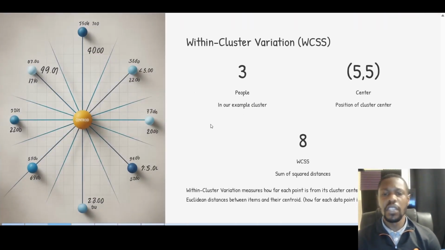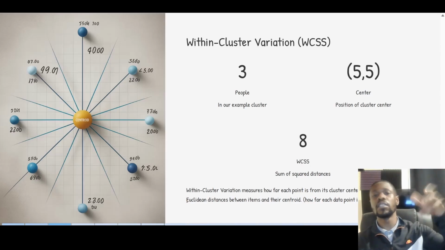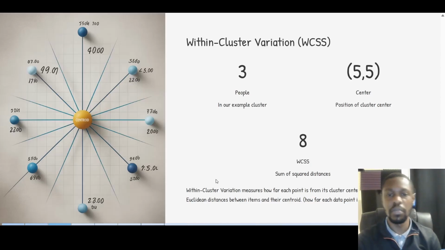So within cluster variation, let's just focus on the definition for now. Within cluster variation measures how far each point is from its cluster center. It's the sum of the squared Euclidean distances between items and a centroid. So how far each data point is from its centroid. Don't worry too much about these technical terms. Euclidean distance is just a mathematical term for figuring out how far each data point is from the center of its group.